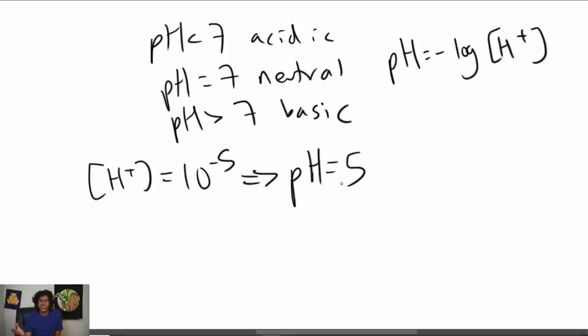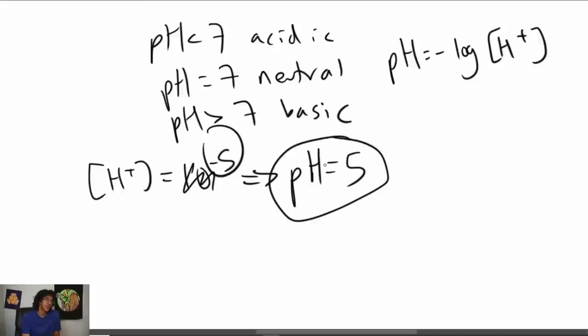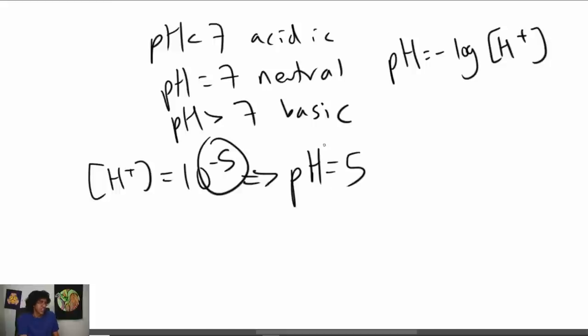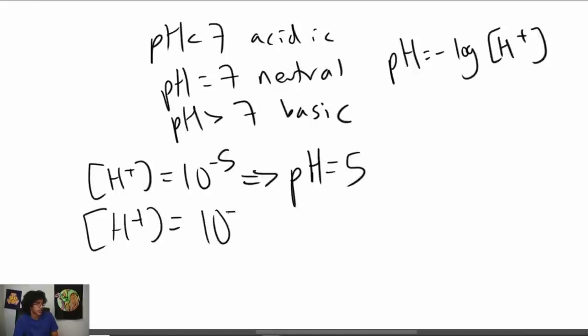So essentially, the way you could just think about it is you just ignore the 10, you look at the exponent, and you take the negative of it. Because pH is supposed to be positive, right? So basically, that's how you do it. Just smash that exponent and make it positive, and you got the pH. Okay, another example. Let's just say H plus is 10 to the negative 9. So you take the exponent, you make it positive, you get pH is equal to 9.